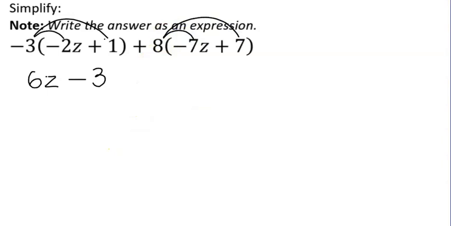What happened here? What is the number? Negative 56z. And here is plus 56. No more distribution. Now I'm going to use the combination of like terms. So I have a variable term with a z, another variable term with a z. I look to their coefficient and I add them. What is 6 plus negative 56? Negative 50z.